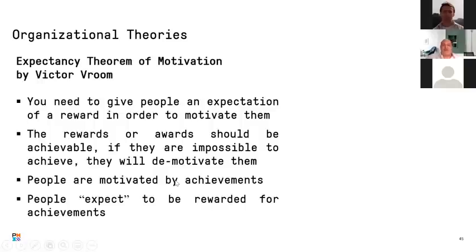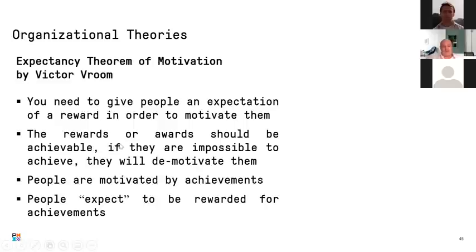Another theory is the expectancy theory of motivation by Victor Vroom. So Mr. Vroom had a very nice theory about expectancy. What is expectancy? People will expect to be rewarded, so they will be motivated. In other words, people will not work, will not be motivated without their expectation that there is a reward at the end of their effort. I will give you everything I have. I will work day and night. I will give you my loyalty. But I'm expecting at the end of this that I will have some sort of a reward.